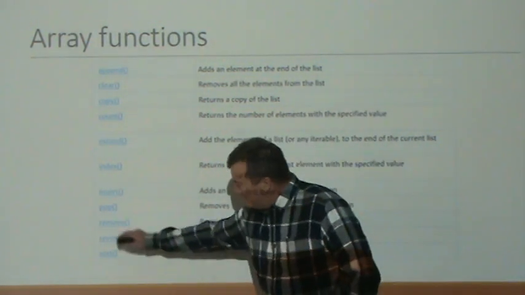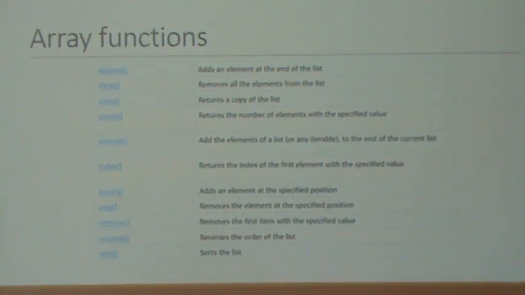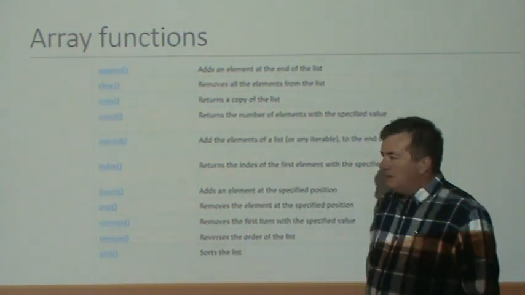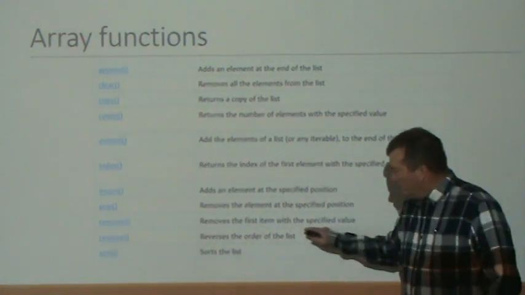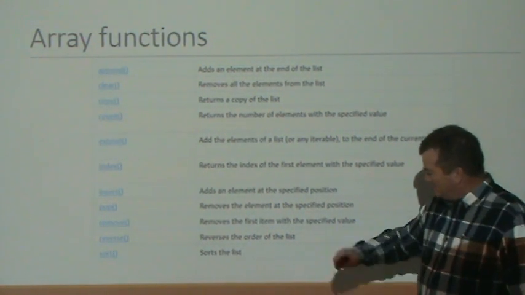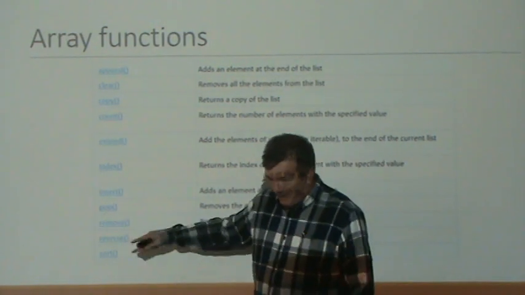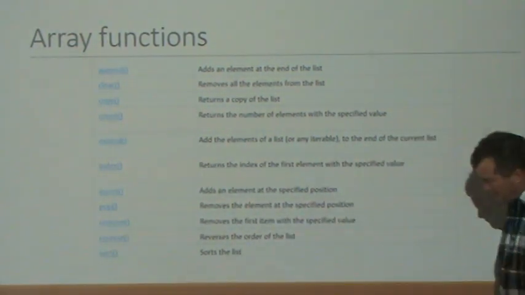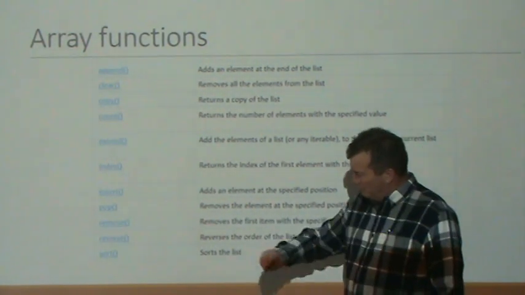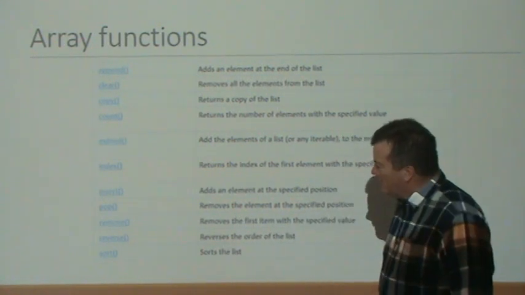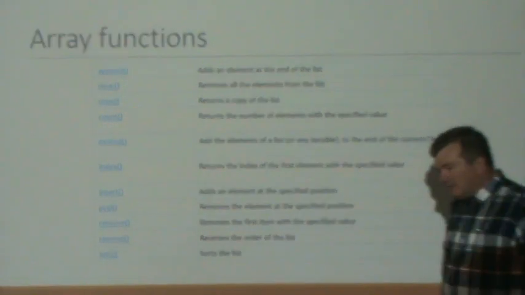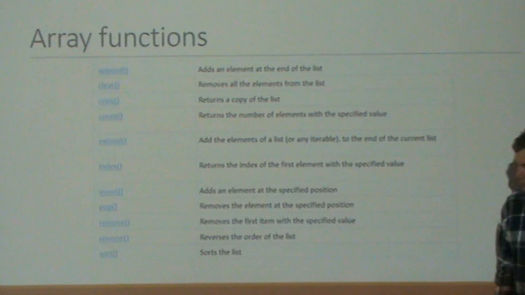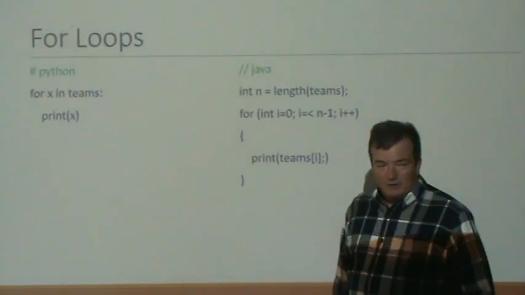You could do a pop of an array, so you can actually remove an element from a specific position. So you could say remove team number 2, and then it'll remove it. Or you could say remove, and it'll remove the first element that has the value that you put in. So for some reason, if you had 4 teams named the Yankees, and you said remove the Yankees, it'll only remove the first one. You could reverse the order of the array, you could sort the array, put them in sorted order. So these are great functions that in other programming languages, you'd have to code up yourself. So these are great functions for us to know about.